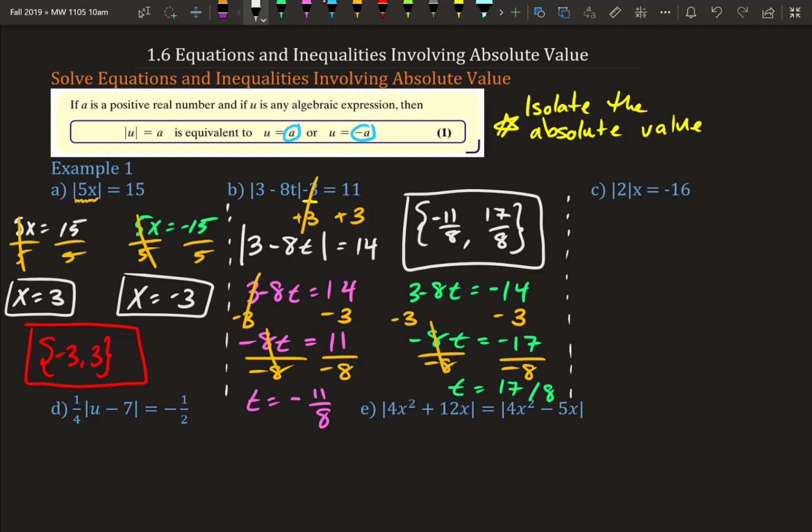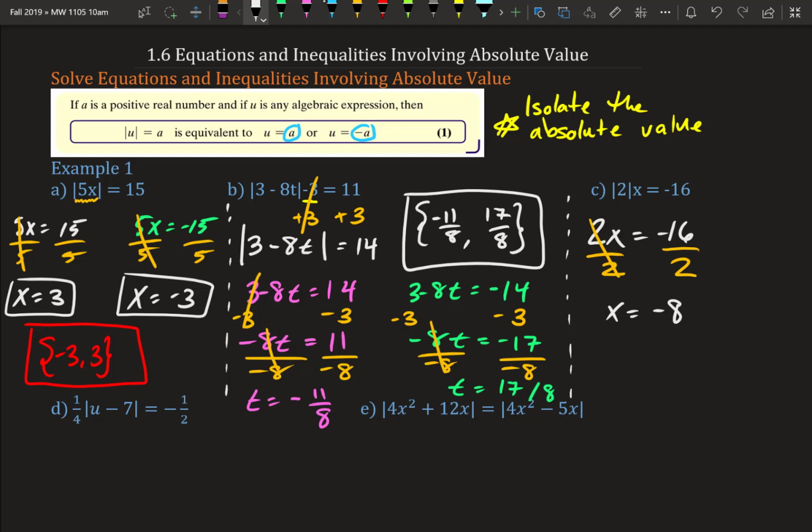But we know the absolute value of 2. It's 2. So let's just simplify. We'll have 2x equals negative 16. Okay, we can solve this. Let's divide by 2. And when we do, we have x equals negative 8. Now think about it. When you plug that back in, we'll have absolute value of 2 times negative 8 equals negative 16. It works. And if you can't plug it back in your head, write it out and plug it back in. That's okay if you have to write it out.